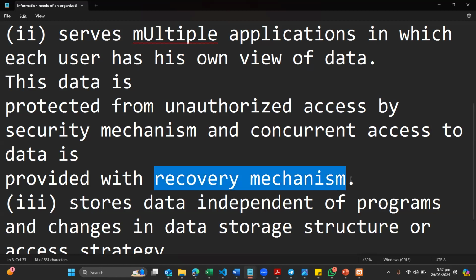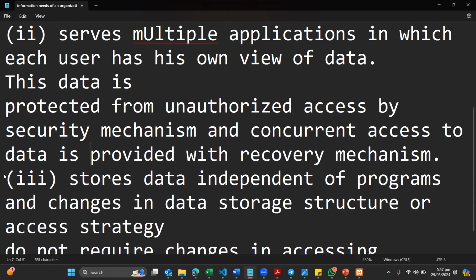Please, sir, the line is breaking. Is it okay now?